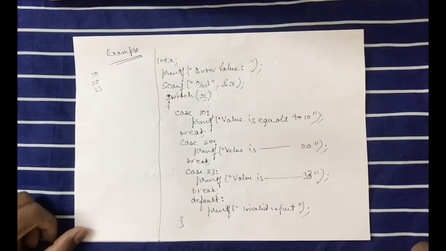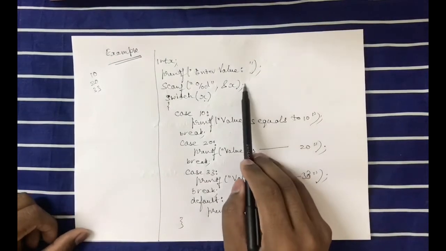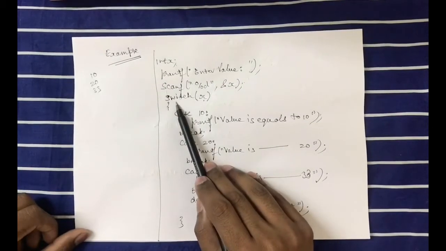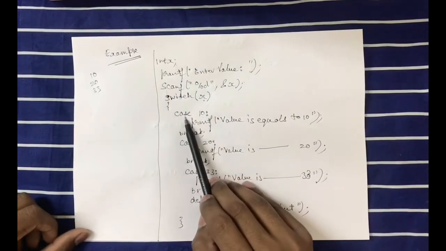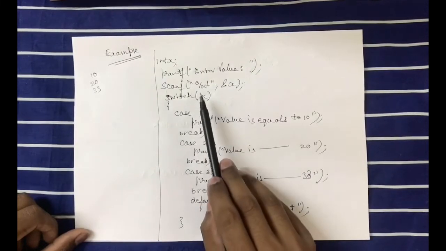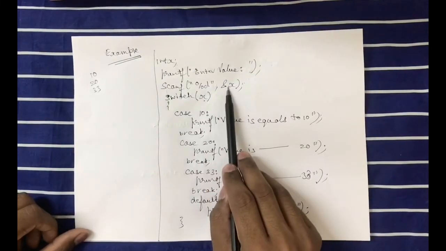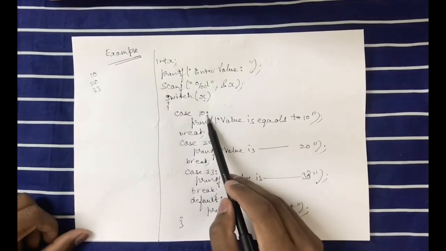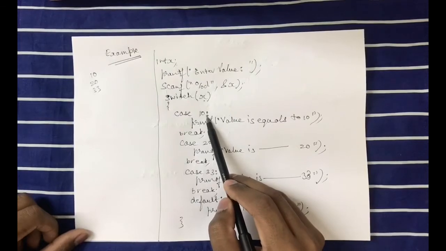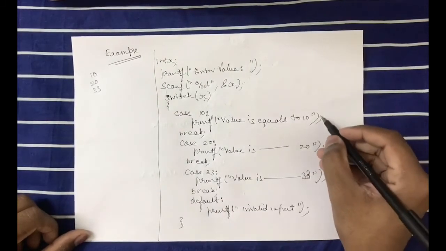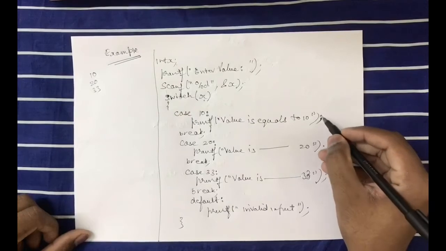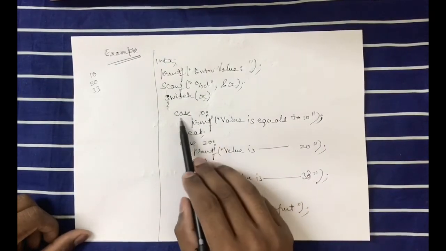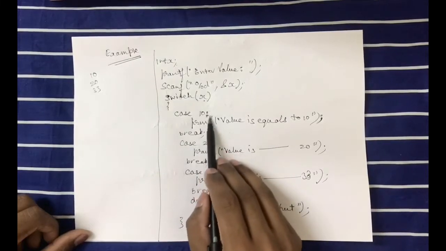So say if user gives 10 over here, the X value is 10. Now switch runs only that case which matches the value in X. So if user gives 10 over here, then the case 10 would be executed, and this symbol colon stands for start. In the previous videos we discussed that semicolon is a termination symbol and colon is a start symbol. I'm telling the compiler that case 10 starts from here with the symbol.